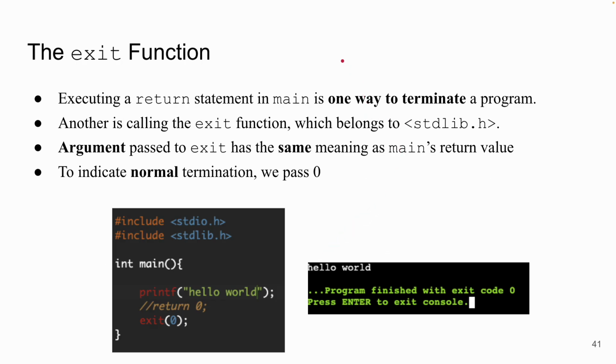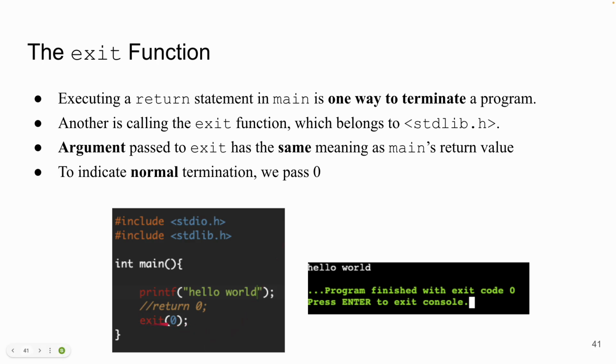So after I introduced how to use return to terminate our programs, let me introduce another way to finish our code, that is the exit function. Running a return statement in main is one way to terminate our programs. Another one is the exit function. But if you want to use the exit function, you need to include another standard library, that is stdlib here. So you need to add one more include directive here. And then we can write down exit like this.